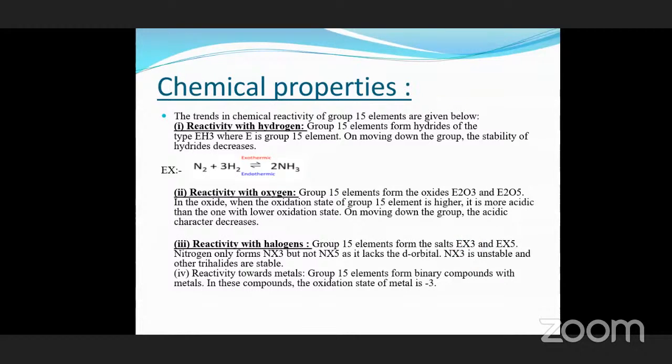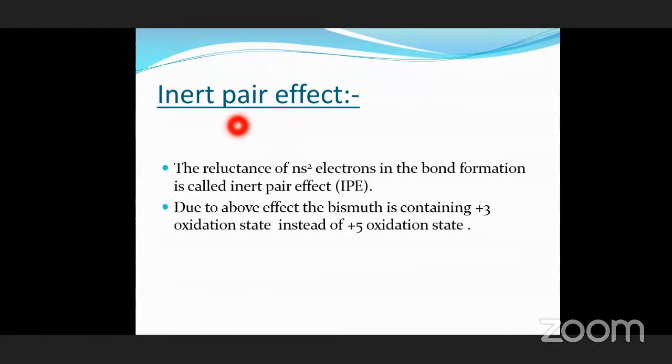Then it is a very important one: inert pair effect. What is the meaning of inert pair effect? We already studied it in first year chemistry; here it is repeated. The definition is the reluctance of ns2 electrons in bond formation, which is called inert pair effect, represented by the IPE symbol. It means the ns2 electrons should not participate in bond formation.